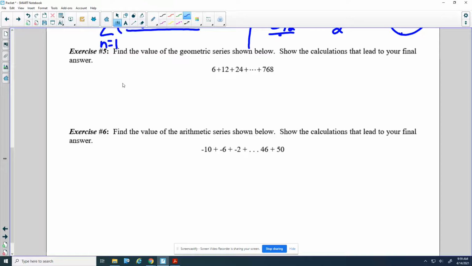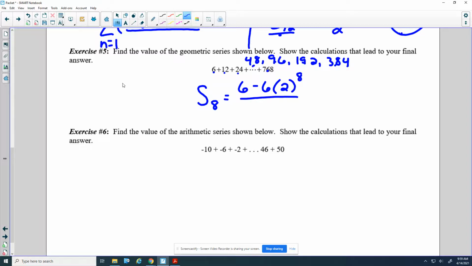So now that you've done these, first off, I'm going to figure out how many terms I'm working with. So this is a multiplying by 2 pattern. So if I write in those terms, I have 1, 2, 3, 4, 5, 6, 7, 8. So I'm finding S sub 8. A sub 1 is 6, so we do 6 minus 6 times the B value is 2. We're multiplying by 2 to the n, which is 8. And then I have 1 minus B on the bottom. So if I type that in, I get 1,530.